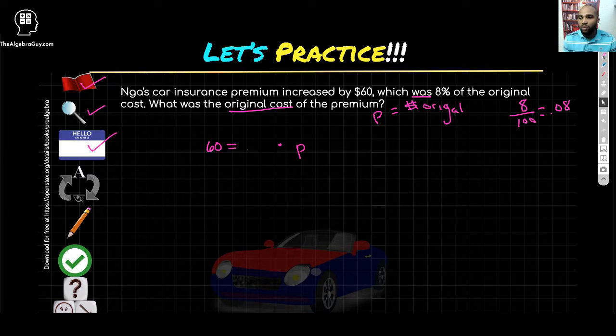Okay, thank you for that reminder. 0.08. There we go. All right, now I'm going to solve it. So we did the translate, and then we're going to go ahead and solve this here.